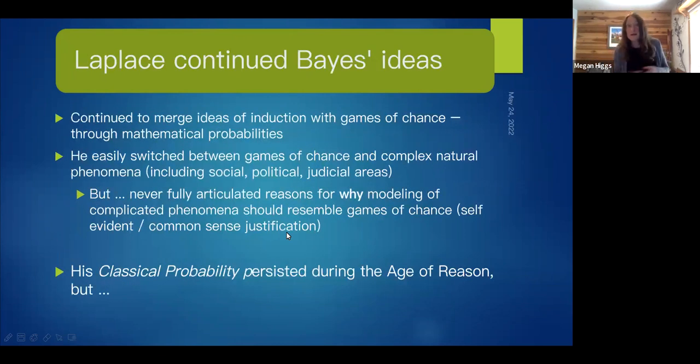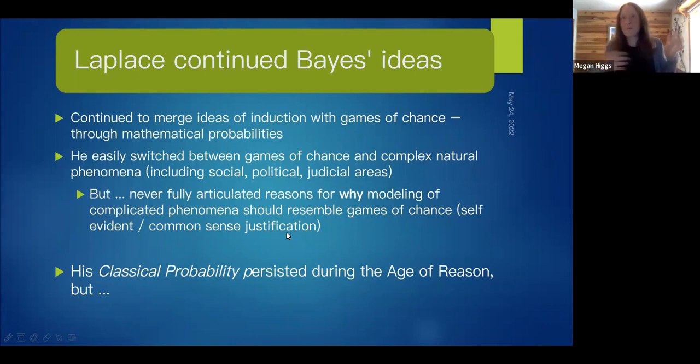And then Laplace continued Bayes' ideas. If I remember correctly, he had a good friend who was in politics, and his friend really wanted to use probability to help with social problems, so I put social, political, judicial areas. And so Laplace went along with the Bayes idea and really didn't have issues switching from games of chance to complex natural phenomena.